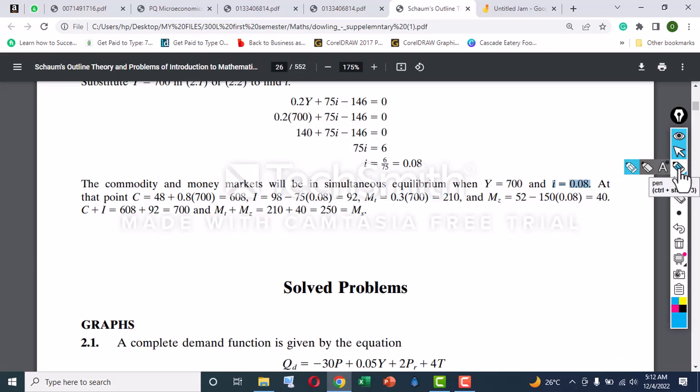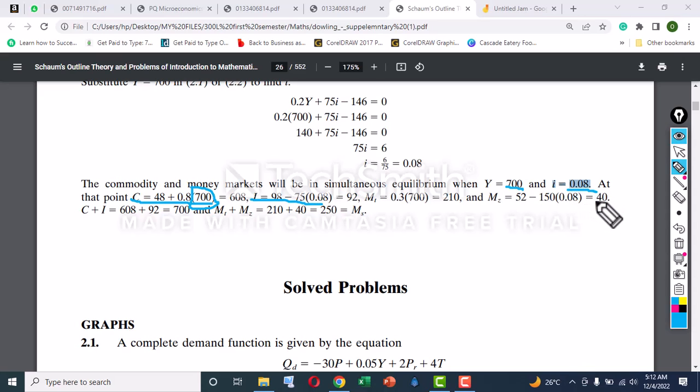Now other things that you might be asked, which they also do here, is to find the value of C. Remember, we are given a function for C, that C is 48 plus 0.8y. So by the time you get our Y at 700, just replace the Y with 700. That is if you are asked for the value of C, your consumption. If you are not asked, just leave that part. The same thing goes for investment. Investment is 98 minus 75i. So if you are asked to find the value of investment, just replace your i with your answer here.